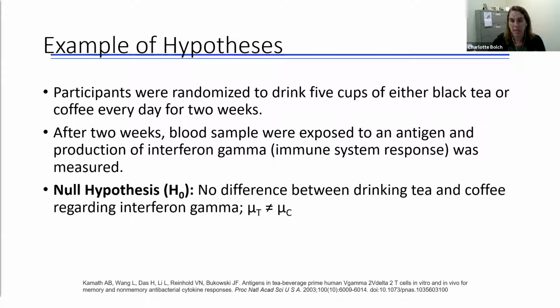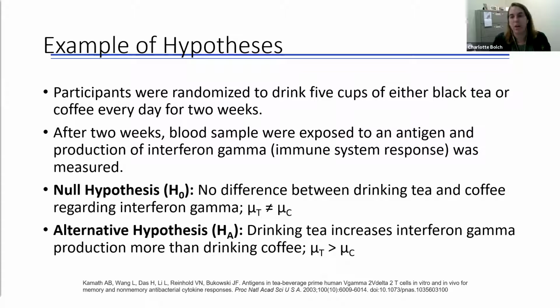To translate this research scenario into our null and alternative hypotheses, our null hypothesis is that there's no difference between drinking tea and coffee. So we are saying that the two means of this blood sample measuring this immune system response are equal to each other. Our alternative hypothesis is that drinking tea increases this interferon gamma production more than drinking coffee. So we're thinking that the tea drinkers are going to have a higher level of immune system response.